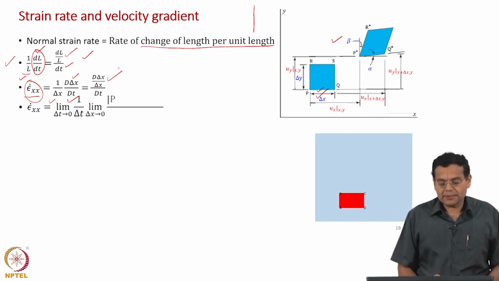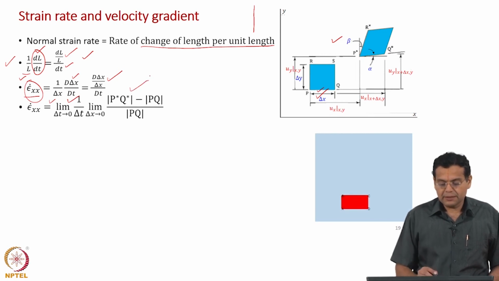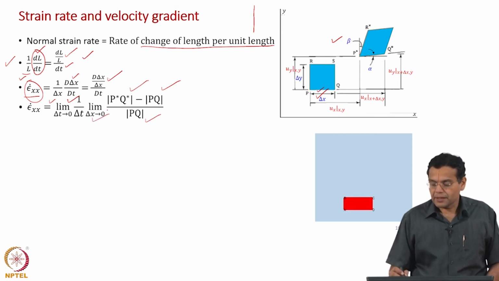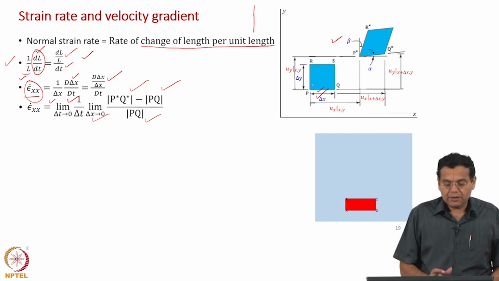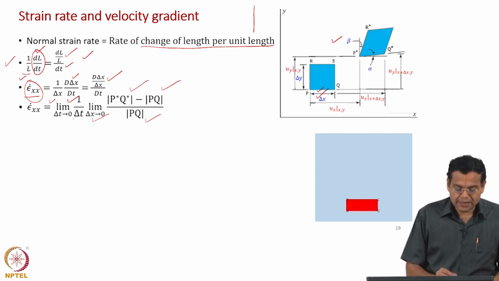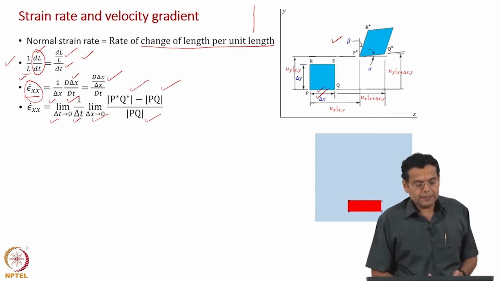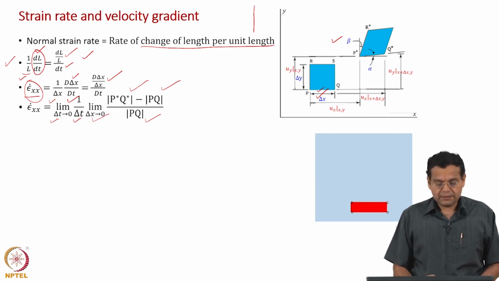So, how do you express this? D delta x by delta x is change in length by original length. So, it is the length of p star q star minus length of p q, divided by the length of p q, in the limit of delta x tending to 0. The limit of delta x tending to 0 means p and q are very close to each other, and then we need a rate of this. So, divide by delta t and then take the limit delta t tending to 0. So, this is the expression for the normal strain rate for a line element along the x direction.